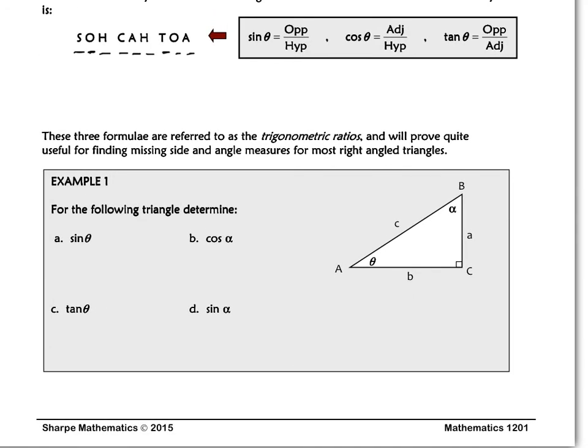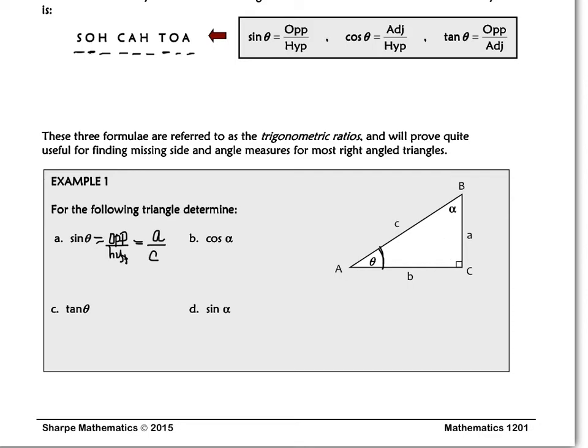So the first example asks you to use the diagram below to find the different trig ratios that are requested. The first one is sine of the angle theta, and this is angle theta here. If we're looking for the sine, just write your definition a few times till you get used to it: sine is opposite over hypotenuse. The opposite of this angle is side A, over the hypotenuse, which is the side across from the 90, which is C.